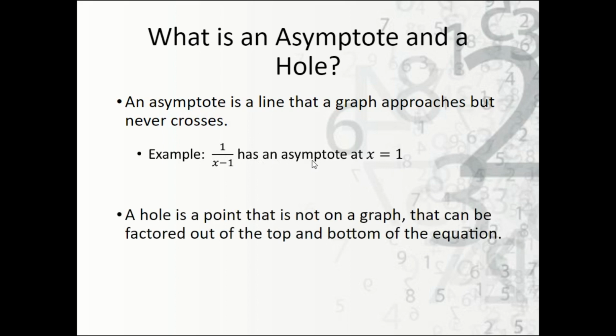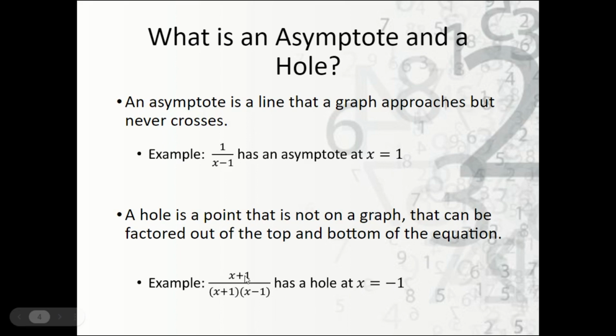Now a hole is a point that is not on the graph, because it can be factored out of both the top and bottom. So it's where the graph continues on and then stops for a second and then continues on after that. An example of this would be x plus 1 over x plus 1 times x minus 1. And we'd say it has a hole at x equals negative 1, because this can be factored out of both the top and bottom. And then we would solve that for x, and we get x equals negative 1.